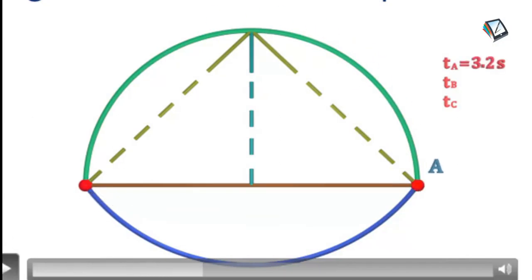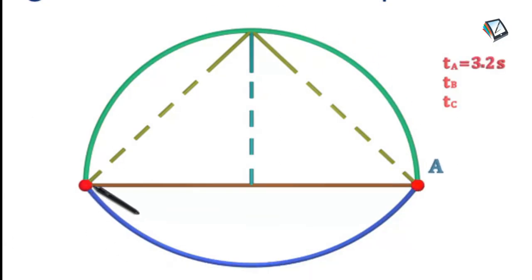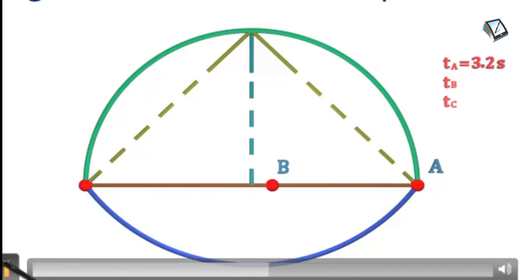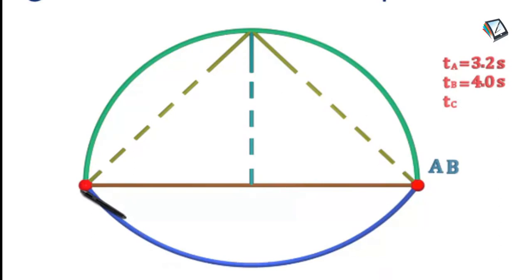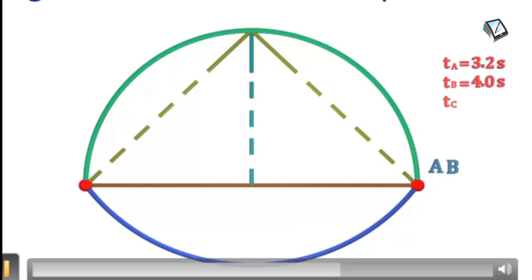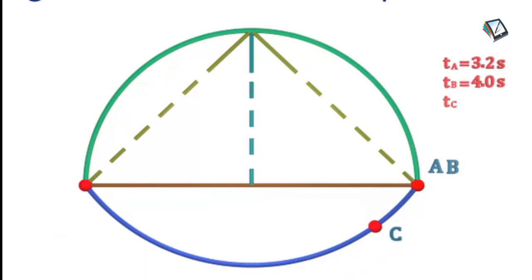The particle A starts from this location and reaches here in 3.2 seconds. Alright. And then particle B starts and reaches the point B after 4 seconds. And then the particle C starts from the initial point and reaches the final point in 4.8 seconds.